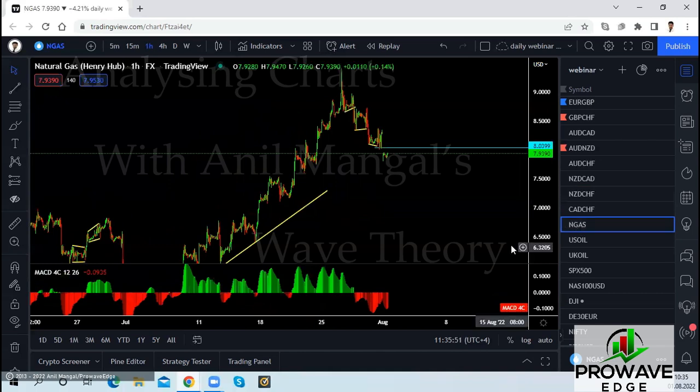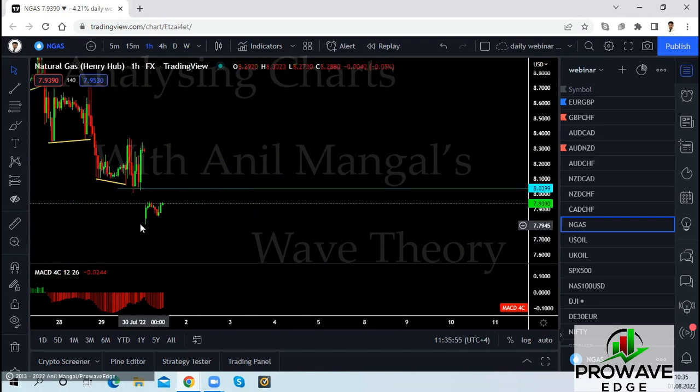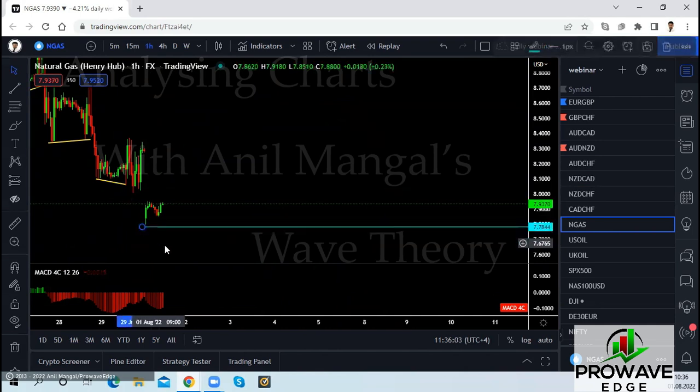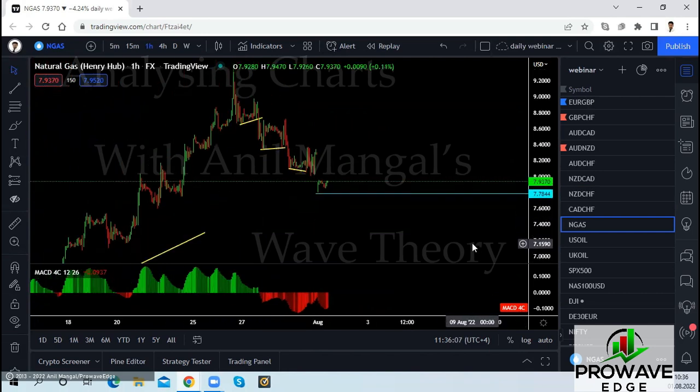Natural gas. Good sell, close, re-enter. Depending on where you got tagged, where you close the trade, you would have closed at break even here. If you re-enter there and you got tagged, perfect, close, put a re-enter here. If this goes up, no problem. We're still going down.